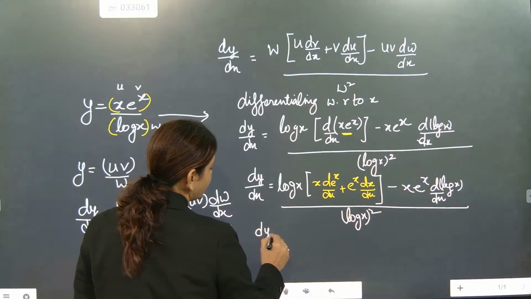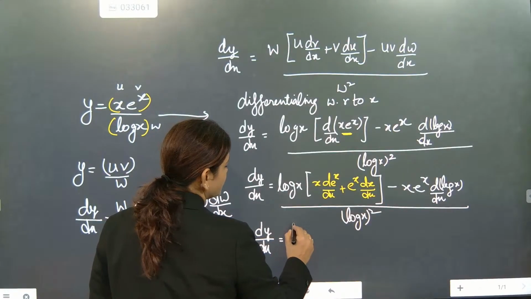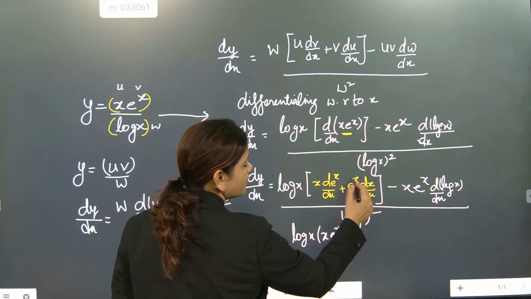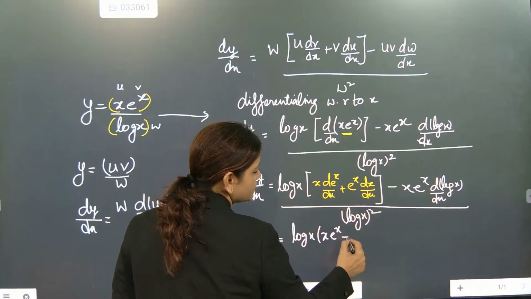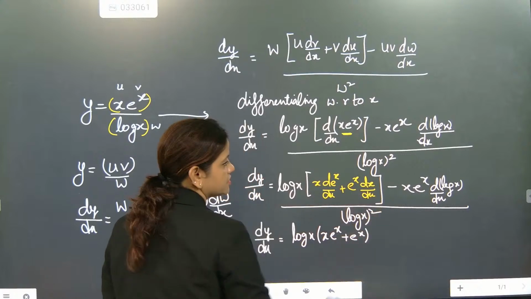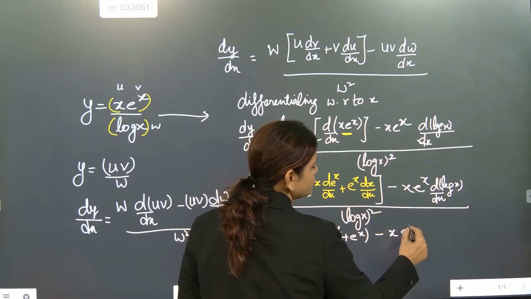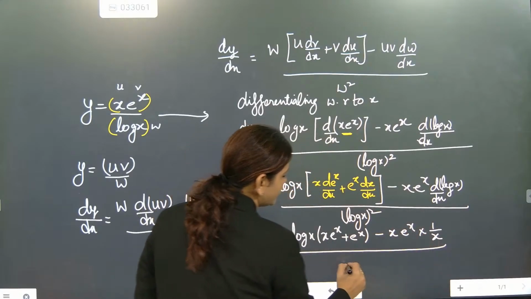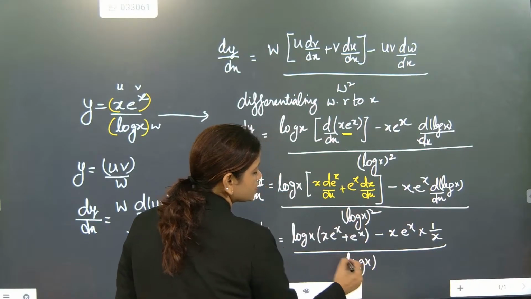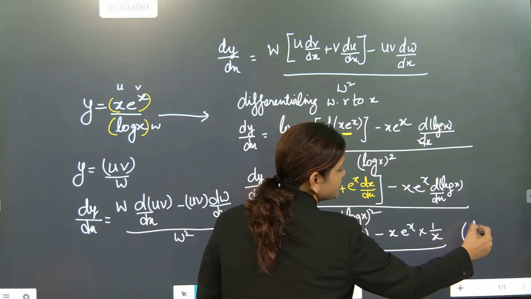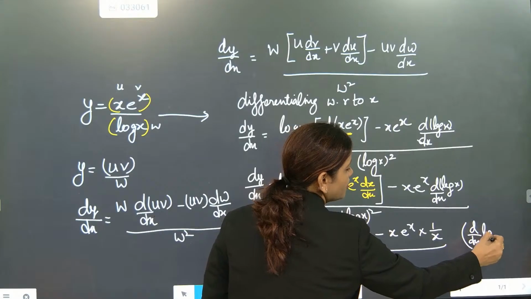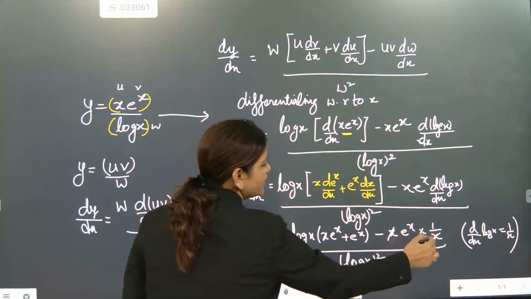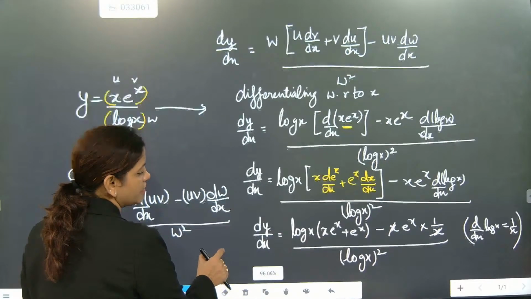So dy by dx is equal to log x times, here x e to the power x, and now the differentiation of x with respect to x will become 1, e to the power x, minus x e to the power x. Log x differentiation is 1 by x. And here it will be log x whole square. Here you write nicely. We know that differentiation of log x is 1 by x. Now this and this will get cancelled. So this is bringing the final answer.